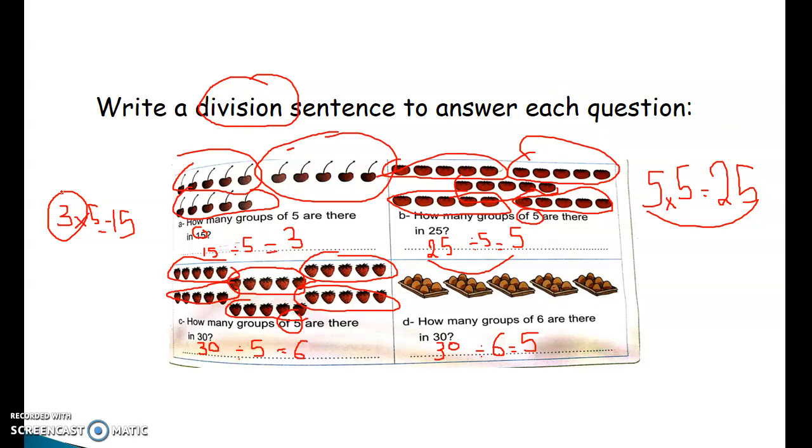Okay, guys, I will explain the whole relation between multiplication and division in the second lesson.